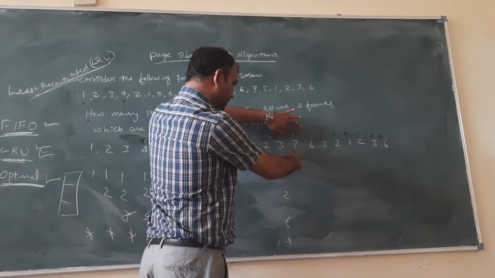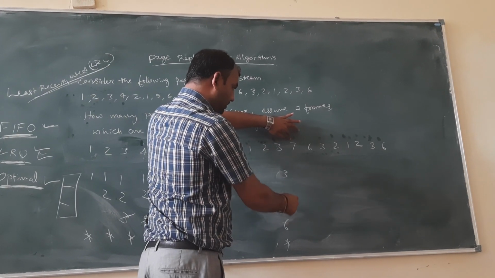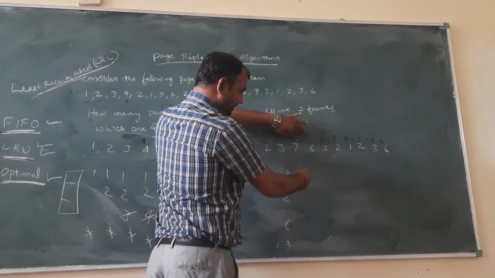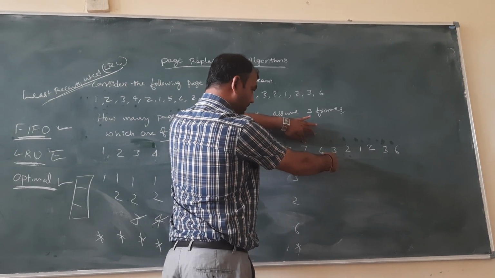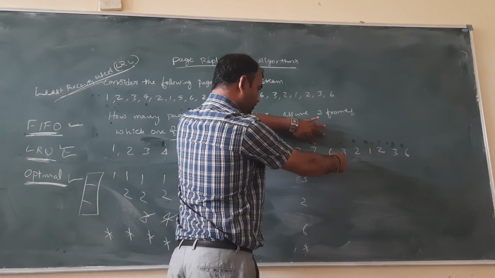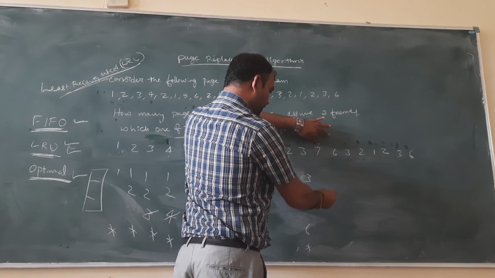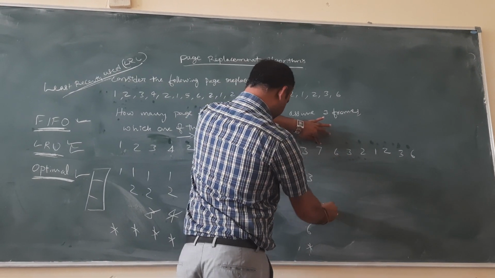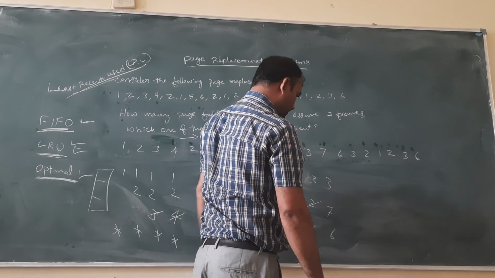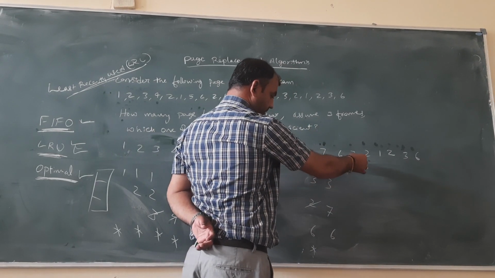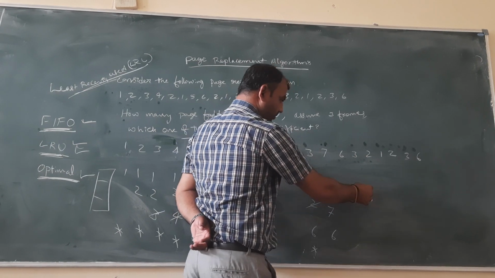So 7 means among these things. Okay. So 6 is required recently. Okay. 6 is required and then 3 is required. So that's why you replace 2 with this. Right. So then 3 and 6. So now 6 is there. Okay. 3 is there. No page fault.